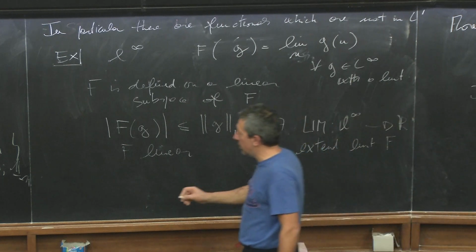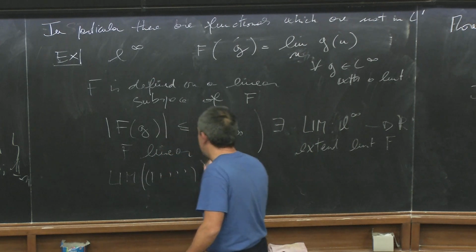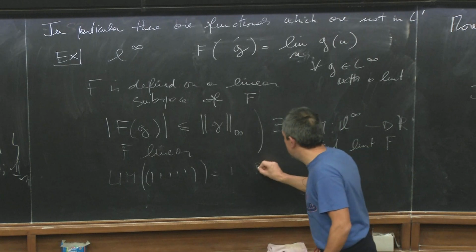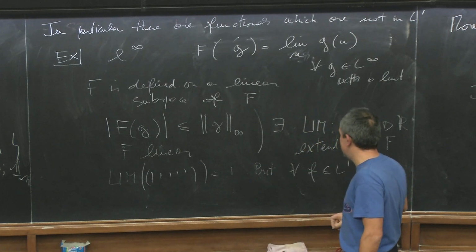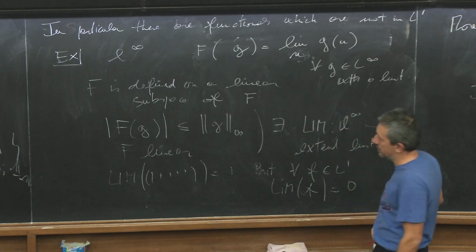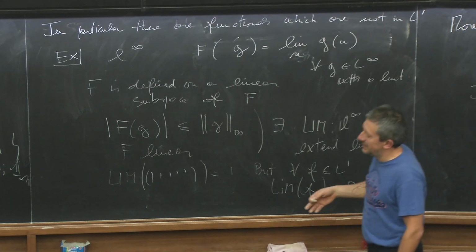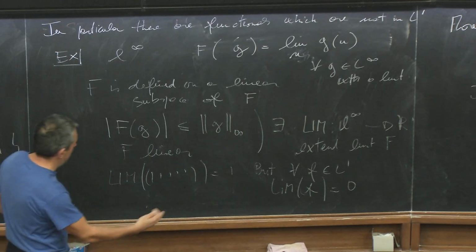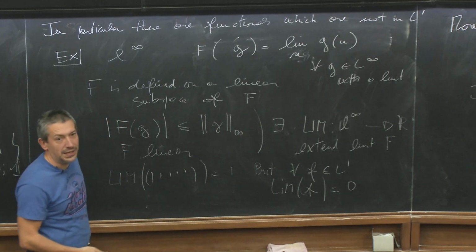Lim is not 0, no? For example, the lim of 1, 1, 1, 1, 1 is equal to 1. So lim is not 0. But for all f in L1, lim of f is equal to 0. Okay, so lim is a functional which is separated from the space L1 by, for example, this vector in L infinity.